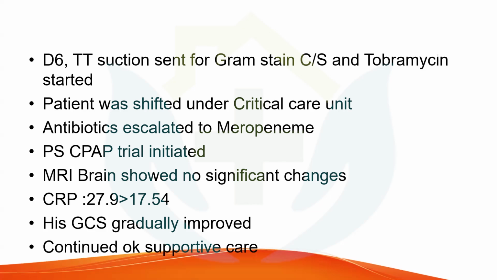So after shifting to meropenem, we again started giving PS CPAP trial, and MRI brain was done after the tracheostomy around day 6 or 7. MRI done, which showed no significant changes. The infarct size was as it is, and CRP gradually decreased from 28 to 17, and GCS gradually improved over days. He was on supportive care. Chest and limb physiotherapy was continued, and the Gram stain culture showed no organism growth.